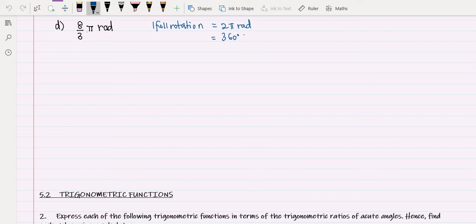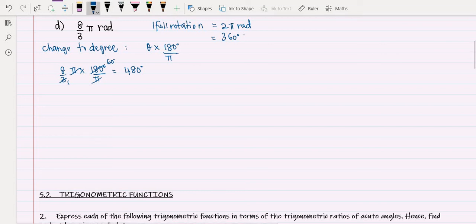For this question, it's easier if we just change it to degrees. To change to degrees, we need to use the formula theta times 180 degrees divided by pi. Our theta is 8 over 3 pi radian, so I substitute 8 over 3 pi times 180 degrees divided by pi. Then I can cancel out the pi, and 3 times 60 is 180 degrees. So 8 times 60 degrees, I will get 480 degrees. So for this question, my angle is actually 480 degrees.